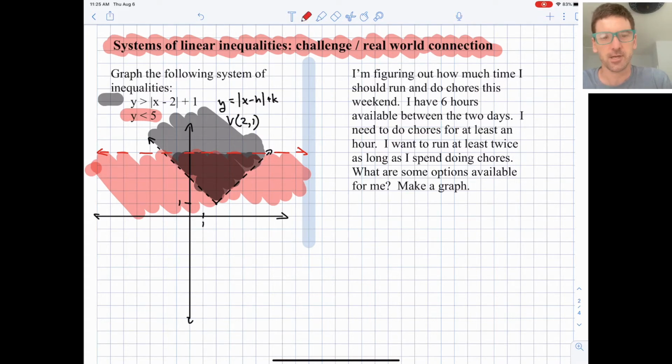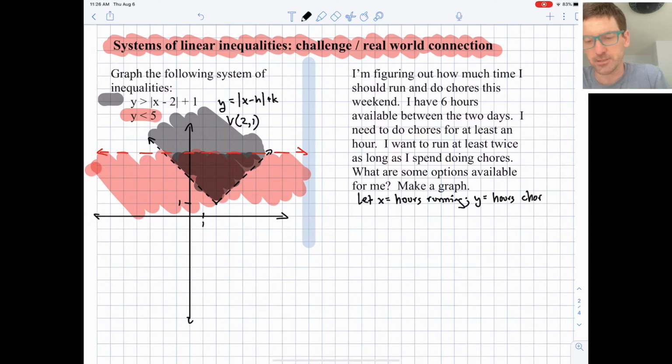Then for our last problem, the real-world connection problem, I'm figuring out how much time I should run and do chores this weekend. I think I'd rather do more running than chores, but I have 6 hours available between the 2 days. And so let's let x equal hours running, and let's let y equal hours of chores. Okay, so I have 6 hours available between the 2 days, so that's telling me that x plus y has to be less than or equal to 6.